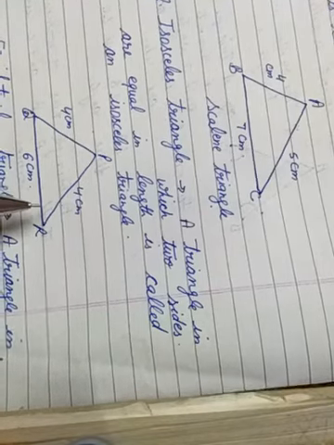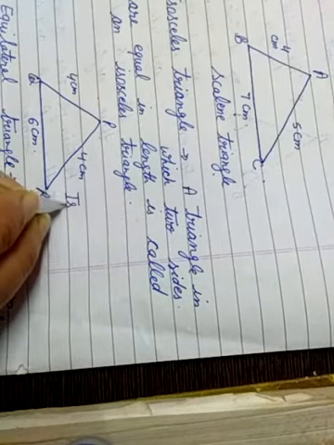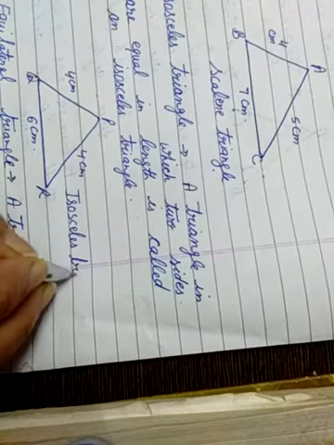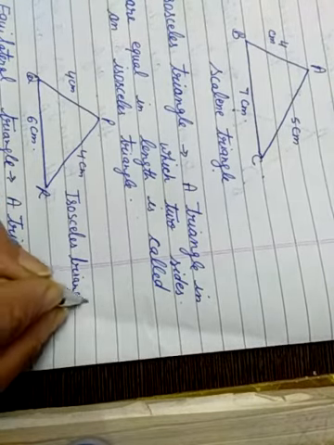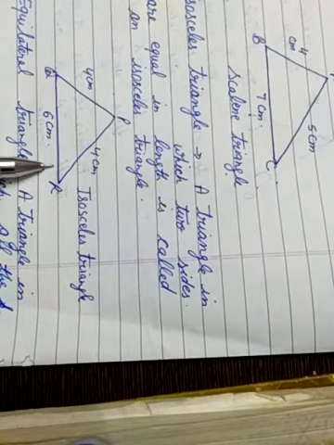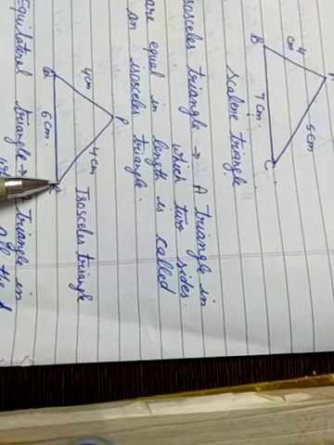So what's the name of this triangle? It is an isosceles triangle. Clear? What is the name of this triangle? Isosceles triangle, because its 2 sides are equal in measure.